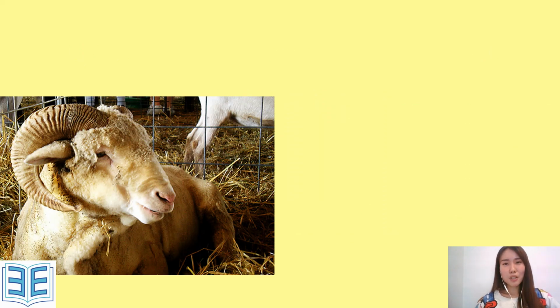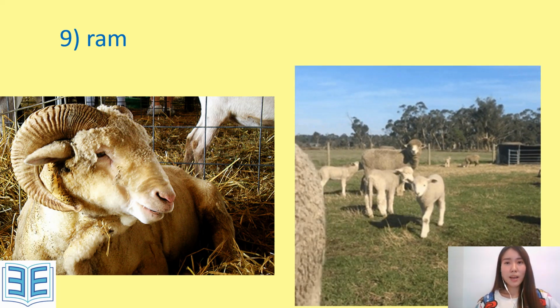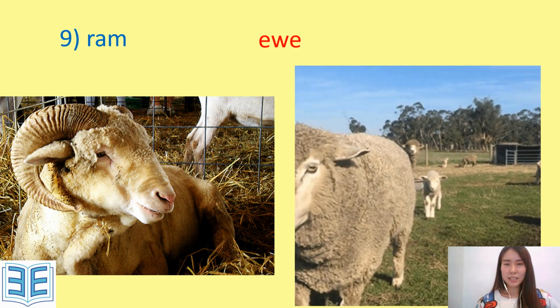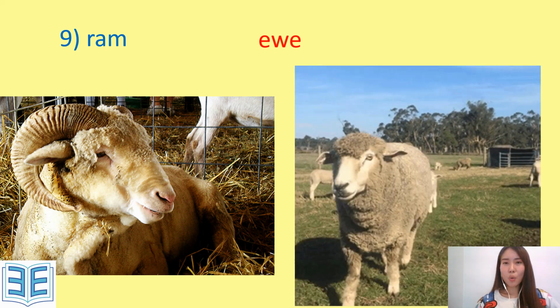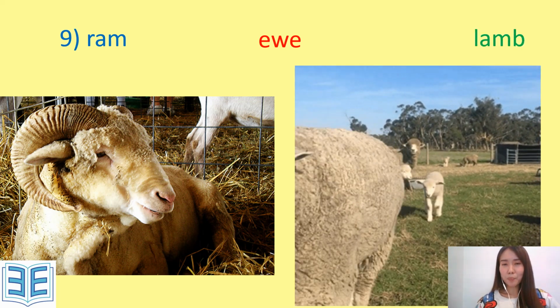For the family of sheep, we have ram for the male. And then for the female, we have ewe. This word is pronounced as U, same as Y-O-U. And then the baby, it's a lamb.